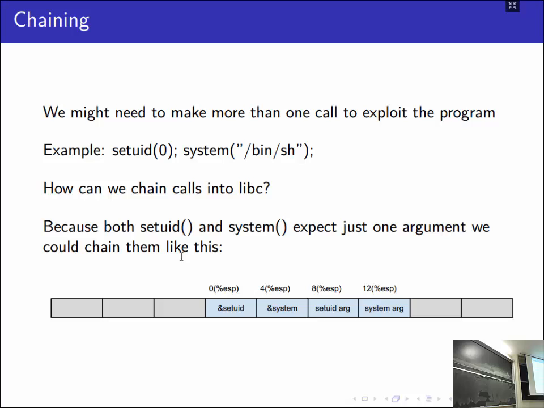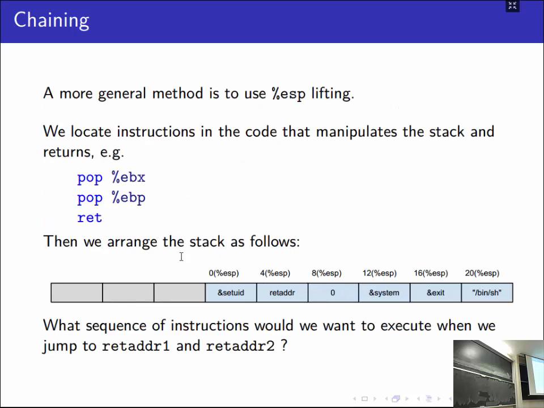So this is kind of where we're going, right? We were saying that we would like to have setuid, we'd like it to be zero somehow, and then we'd like to run system with bin/sh as an argument. And we encountered the difficulty that the setuid argument had to be all zeros, right?